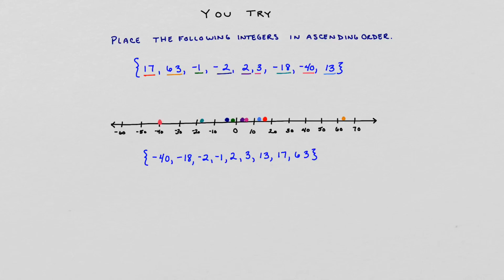As you see here, I've color-coded my numbers and I've now put all of them on my number line. From here, if we were to write this in ascending order, we would start from negative 40 to negative 18, negative 2, negative 1, positive 2, positive 3, positive 13, positive 17, and positive 63.